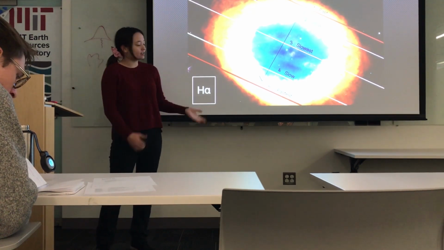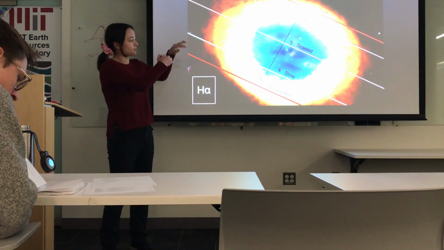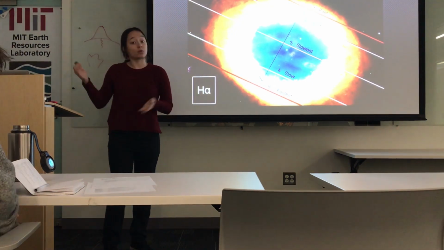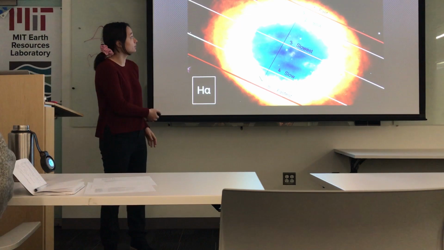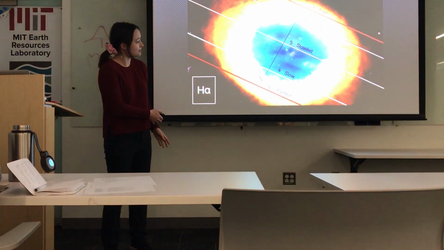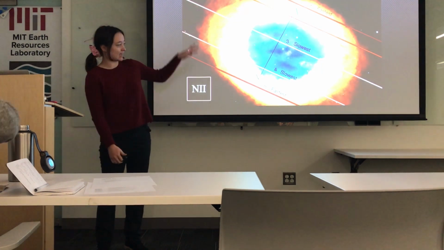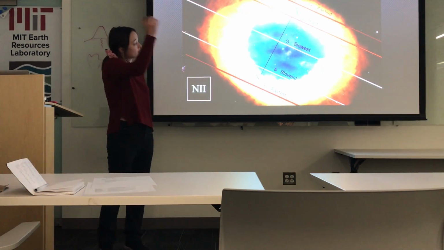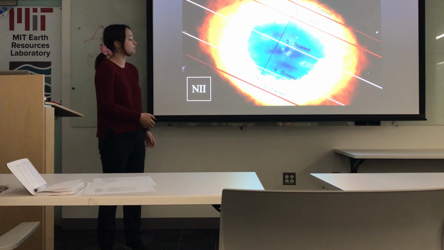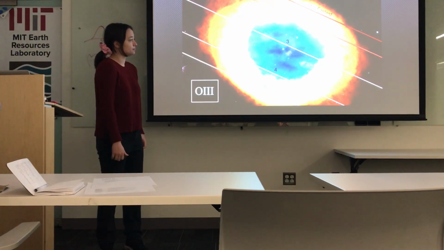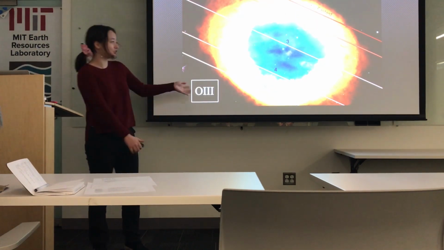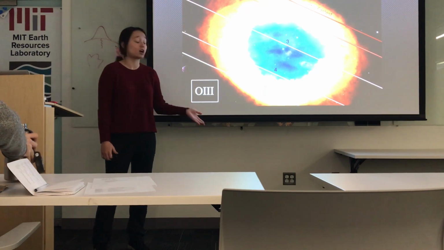So as you can see here, it kind of forms a gradient where it gets faster as it gets away from the center of the nebula. This is the same for singly ionized nitrogen. You can see, again, it's the slowest in the center, and it gets faster as you get further from the center. However, it does not show for doubly ionized oxygen.